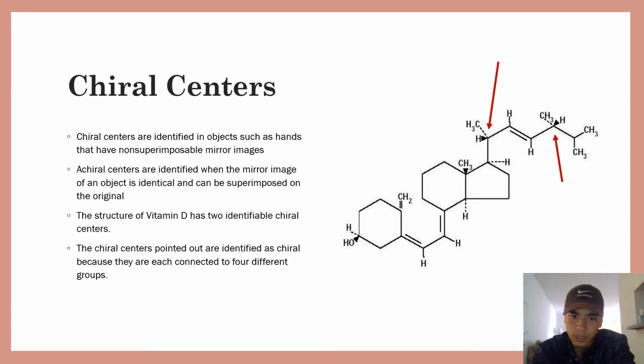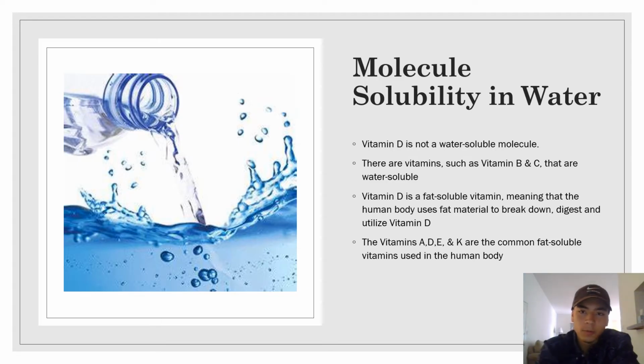And they're connected to four different groups. So we're taking a look at the one on the left side. It's attached to a carbon and hydrogen 3, and also a hydrogen, and also a carbon hydrogen 1, but then also another carbon hydrogen 1. But my understanding is that because those are two separate wings that are different, that is why they're still considered chiral. So moving on to the next slide, molecule solubility in water.